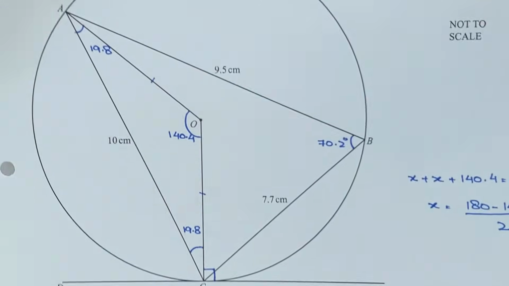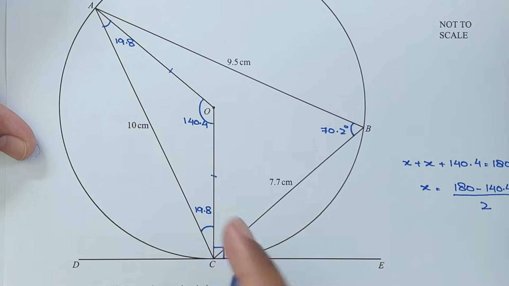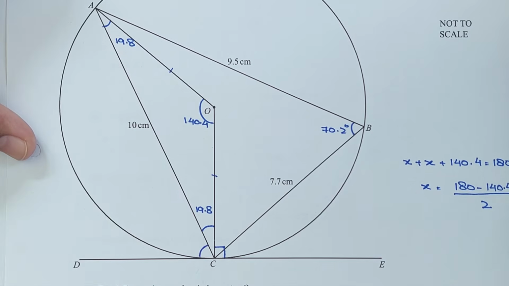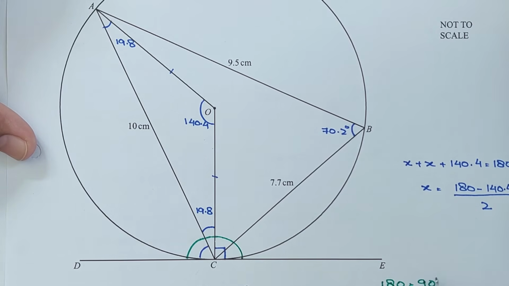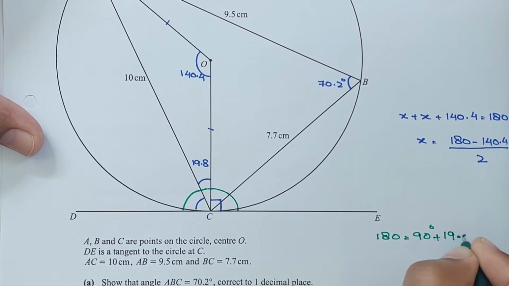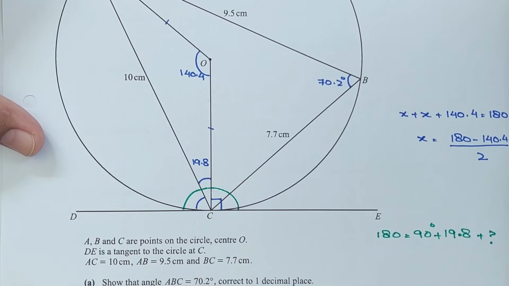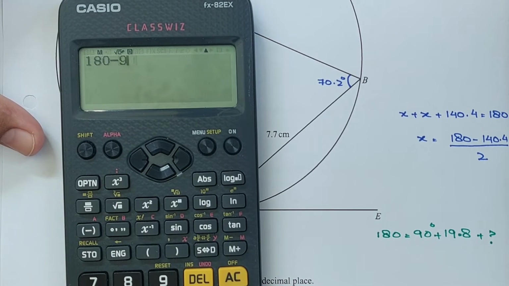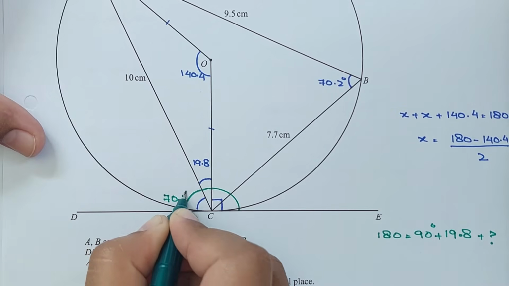Where is ACD? A, C and D, this angle. Okay, that is easy. This straight line is 180, which is a sum of 90 plus 19.8 plus some missing angle. This is 90, this is 19.8, and this angle that we have to find. So from 180 take away 90 and take away 19.8, that is 70.2. This is 70.2 degrees.